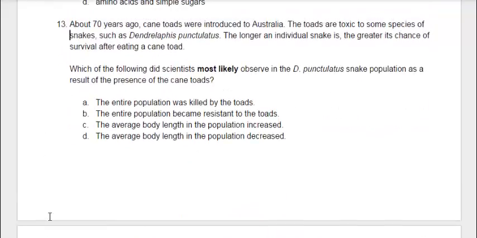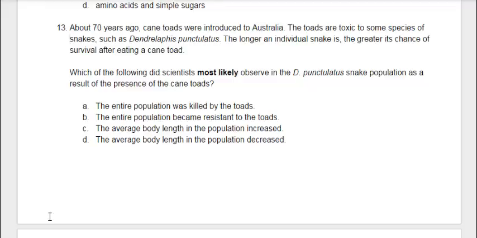13. About 70 years ago, cane toads were introduced to Australia. The toads are toxic to some species of snakes, such as Dendrelaphis punctulatus. The longer the individual snake is, the greater its chance of survival after eating a cane toad. Which of the following did scientists most likely observe in the D. punctulatus snake population as a result of the presence of cane toads? A. The entire population is killed by toads. B. The entire population becomes resistant to toads. C. The average body length of the population increased. D. The average body length of the population decreased.